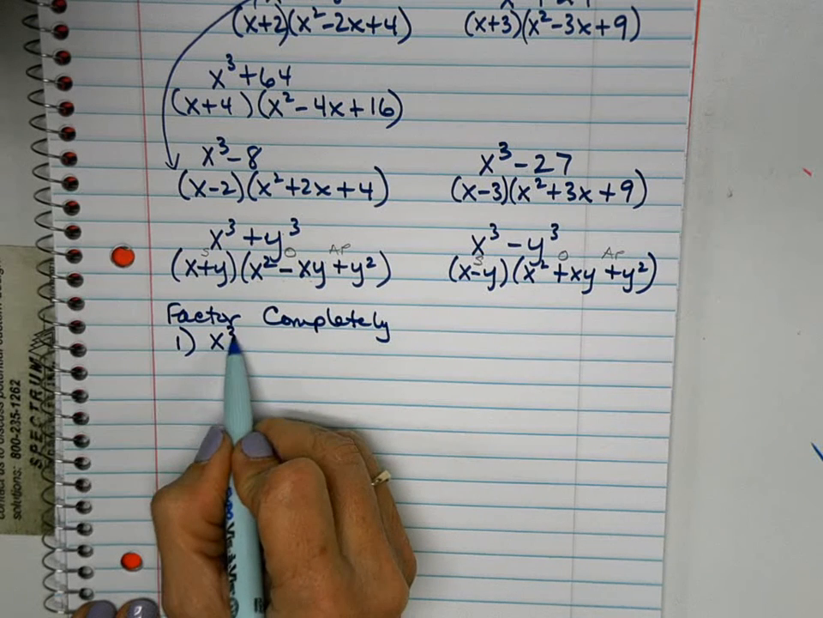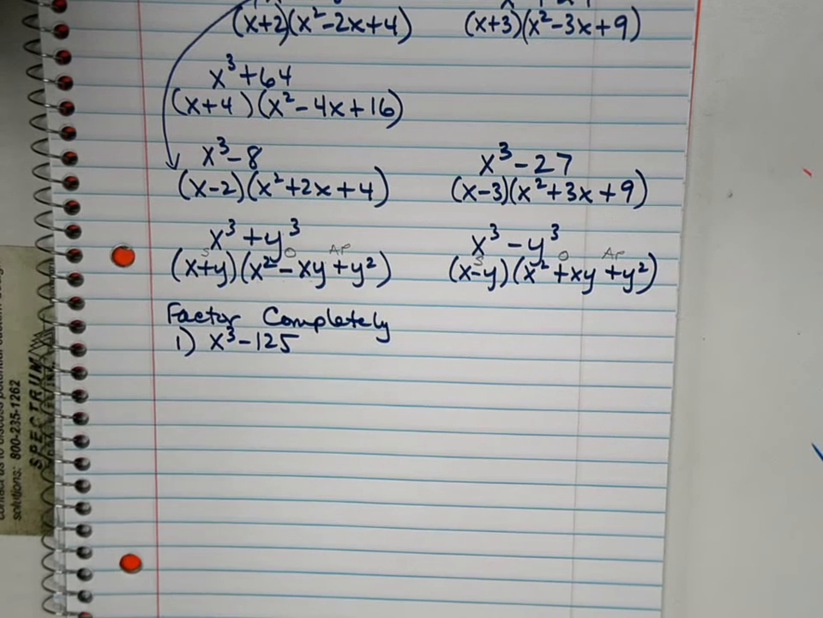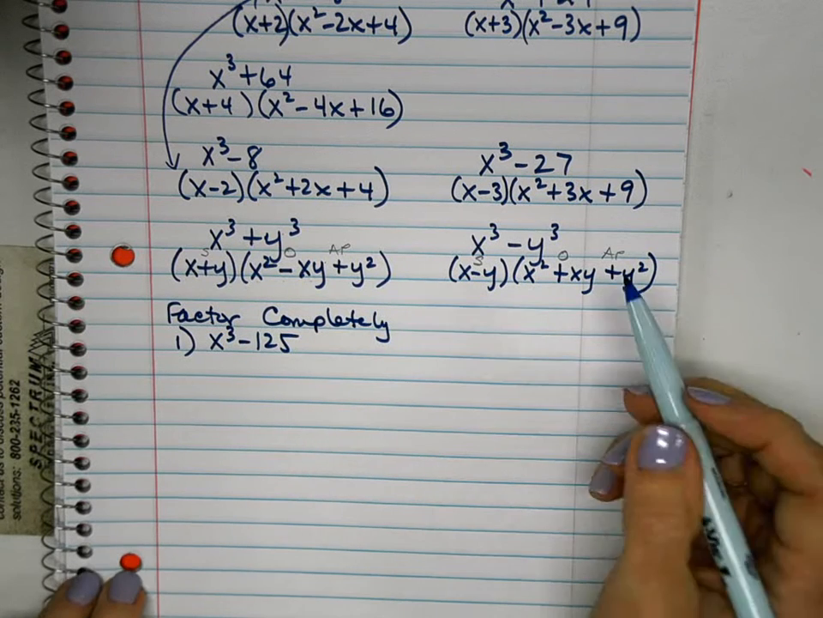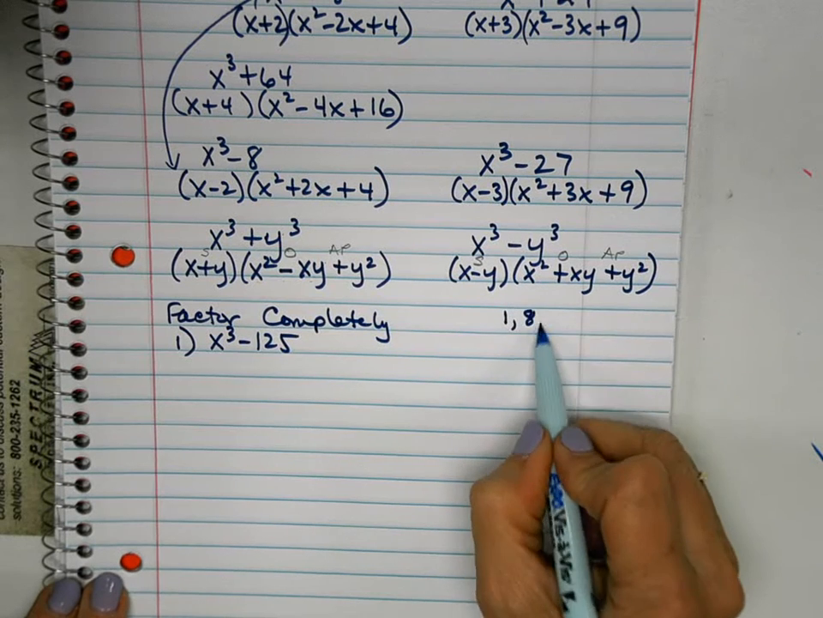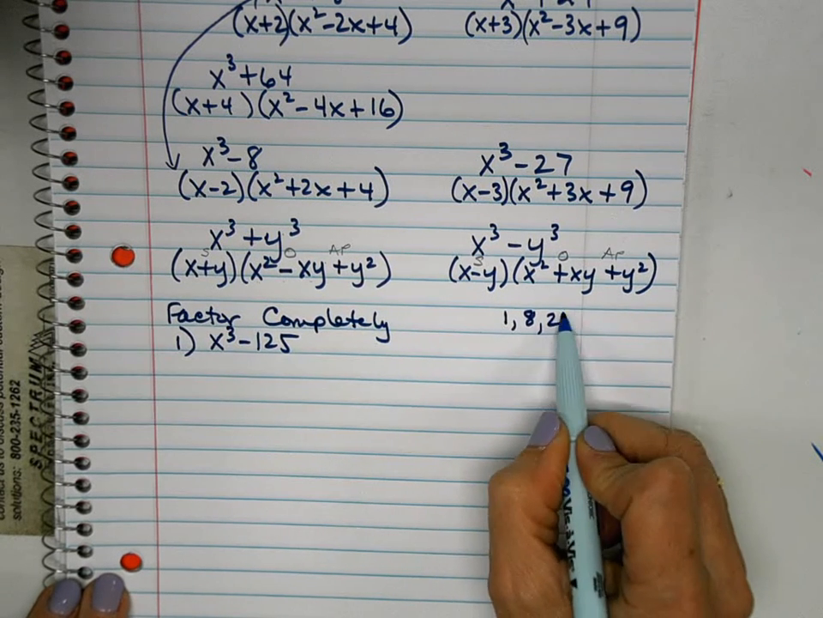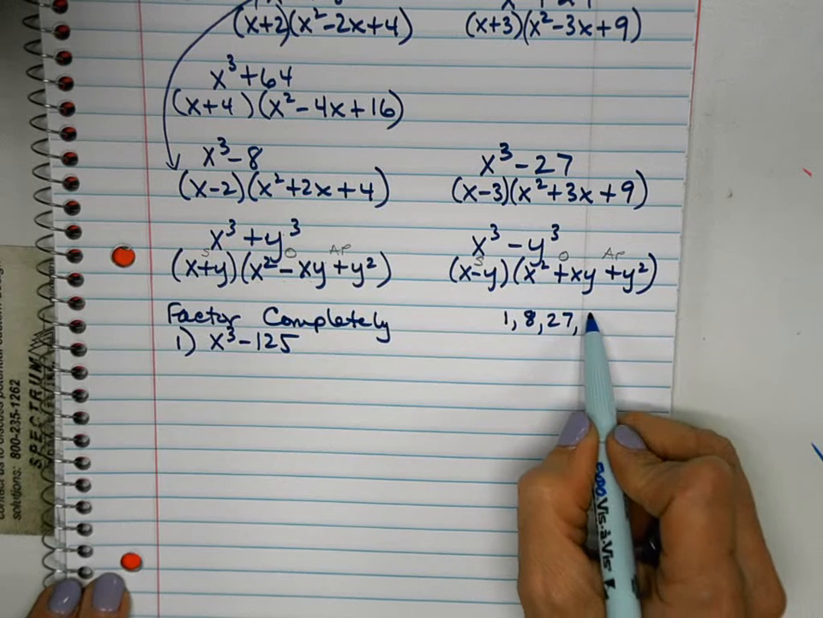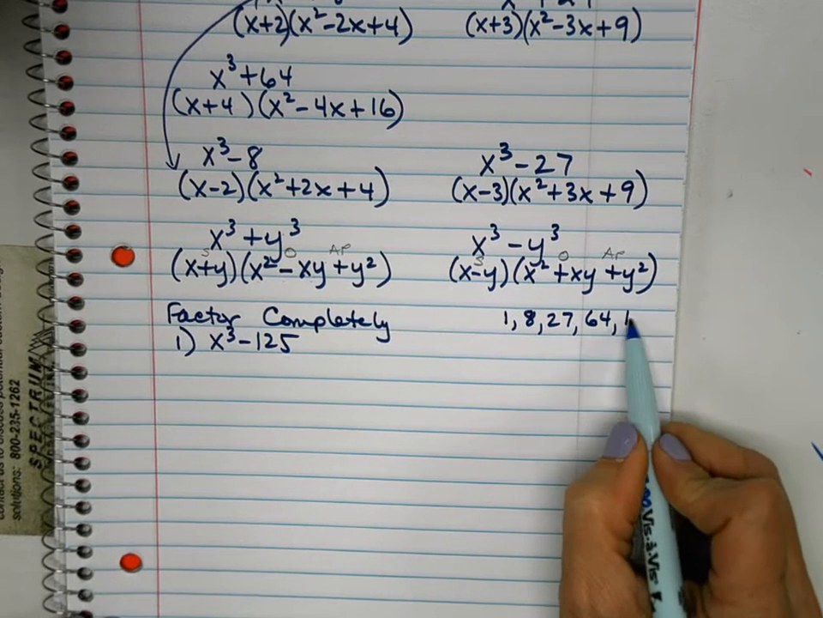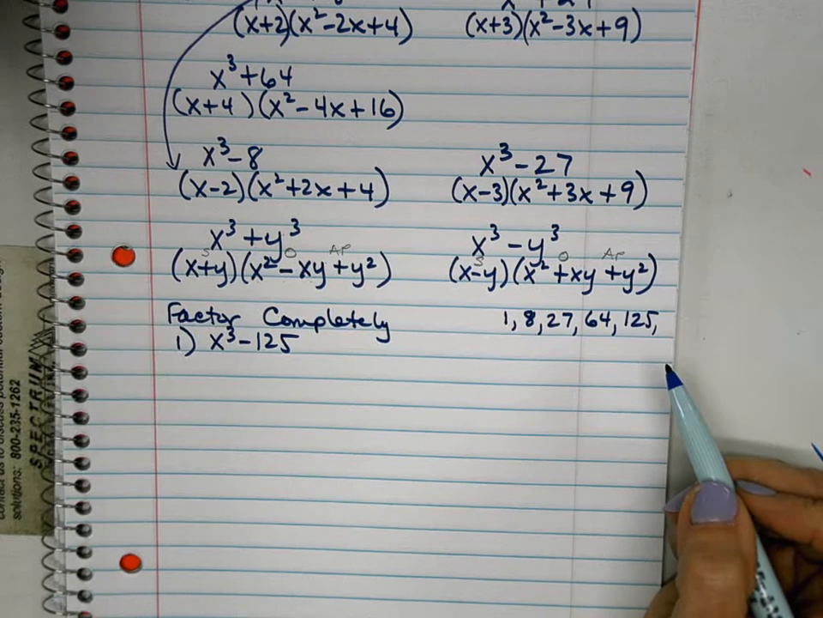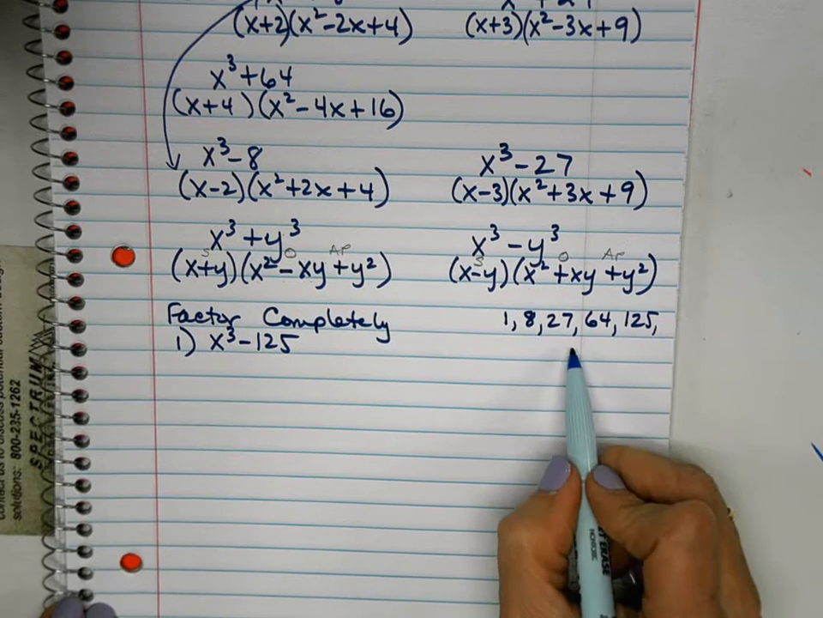X cubed minus 125. You know, it would also be helpful on this, you guys. Can we just write out a few of the perfect cubes? But to be able to recognize this, you got to recognize these are cubes. 1 times 1 times 1 is 1. What's 2 times 2 times 2? What's 3 times 3 times 3? 4 times 4 times 4? 64. 5 times 5 times 5? 125. Anybody know what 6 times 6 times 6 is? What is it? 216. Yeah.